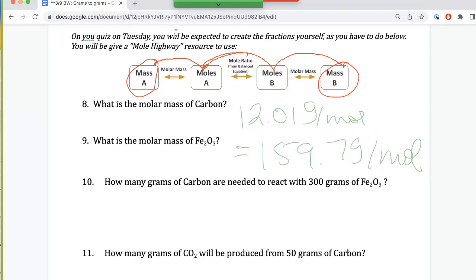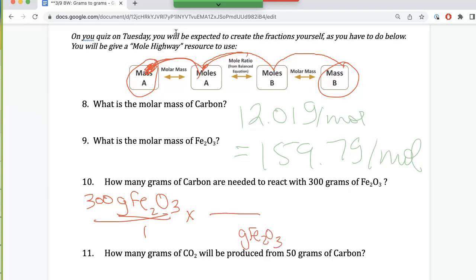I'm going to follow the same steps of starting with my given over 1. So I have 300 grams of Fe2O3 over 1. Then I multiply, and I know when I'm going grams of something to moles of something, as soon as I put grams of Fe2O3 on the top, I can put it on the bottom, so that unit cancels. I'm going from grams to moles of that same thing, so moles of Fe2O3. As soon as I put that on the top, I can put that same thing on the bottom.